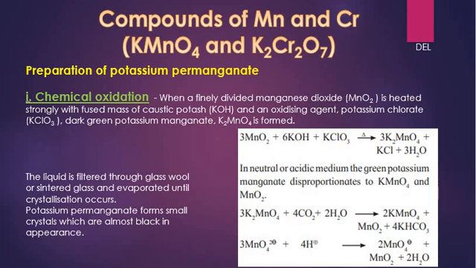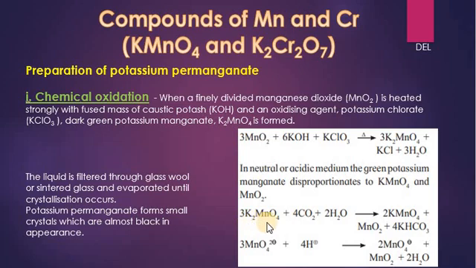The preparation of potassium permanganate used to be done by taking finely divided manganese dioxide, which is heated with KOH, also called caustic potash, and an oxidizing agent, which is potassium chlorate. In the first step you will get potassium manganate, with chemical formula K2MnO4, and in a neutral or acidic medium the green potassium manganate disproportionates into KMnO4 and manganese dioxide.